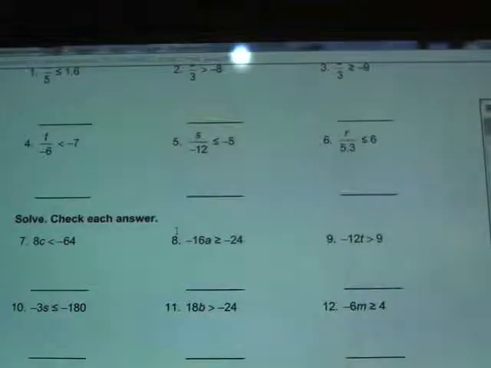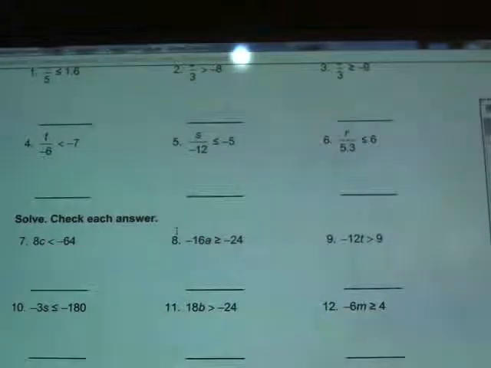Chapter 12, Section 6 is solving inequalities with multiplication and division. What you see absent from this set of questions, unlike the previous day's questions, is all the spots to graph are gone. All we're asked to do is to solve the inequalities here.